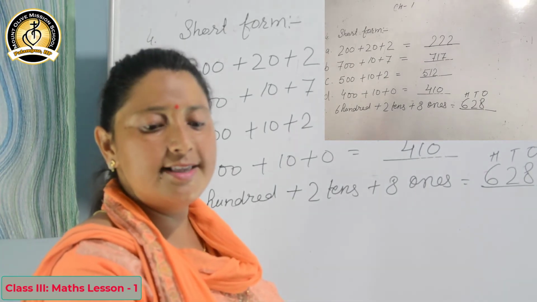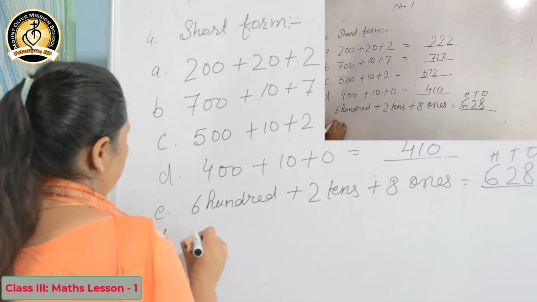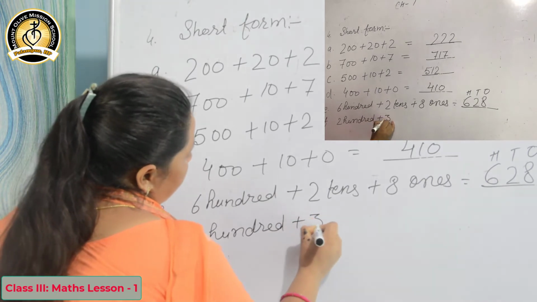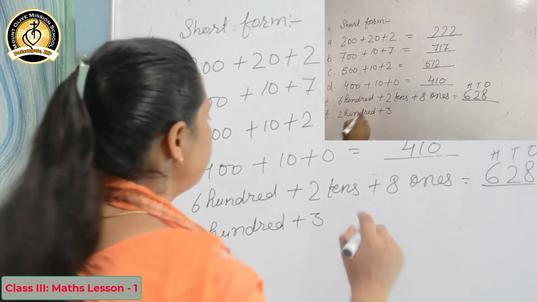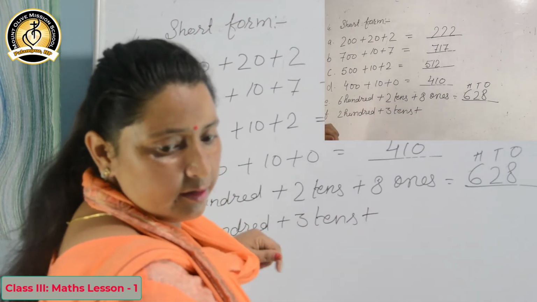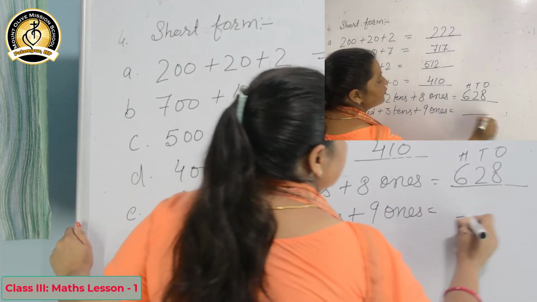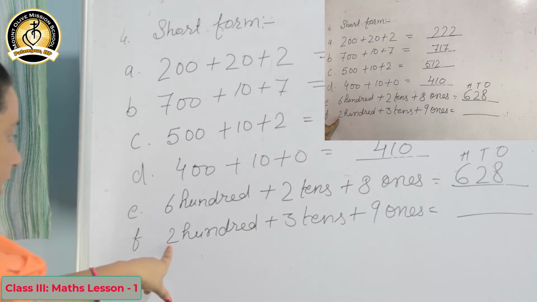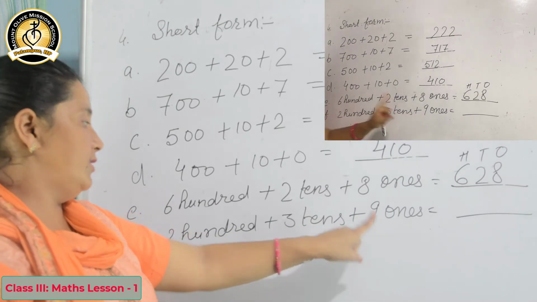Same like next question. 200, 3 tens and 9 ones. Same like 200 plus 3 tens plus 9 ones. Yes. Very good. Try to write. Same like question number E. 200 plus 3 tens plus 9 ones.